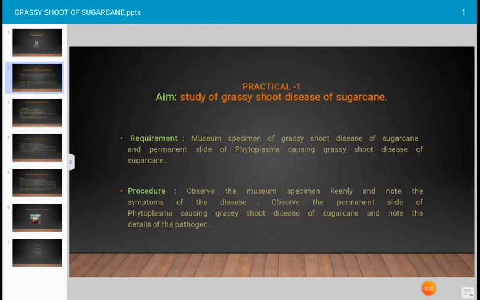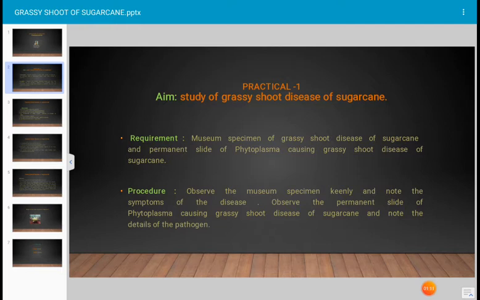This disease is in our syllabus of BSc third year, and we need the museum specimen and permanent slide of phytoplasma which causes grassy shoot disease of sugarcane. This is the requirement. And how to perform the practical? The procedure is we have to observe the museum specimen keenly and note the symptoms of the disease. But the museum specimen is very small in size.